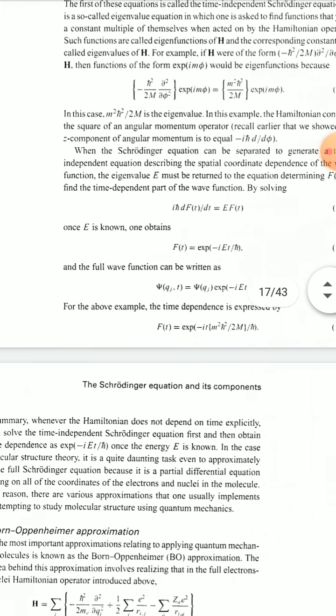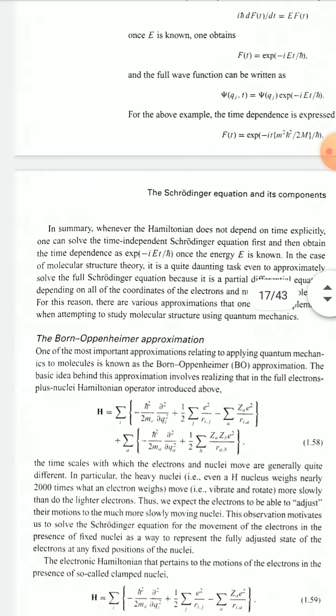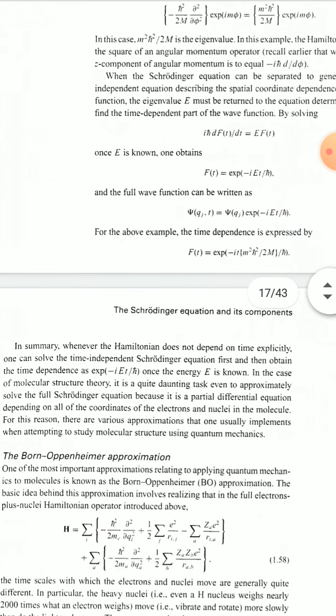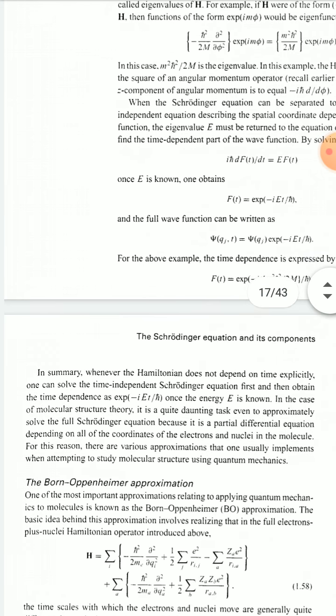So this is about the Schrodinger wave equation. In summary, whenever the Hamiltonian does not depend on time explicitly, one can solve the time independent Schrodinger equation first, and then obtain the time dependence as exponential of minus i E t upon h bar once the energy is known.